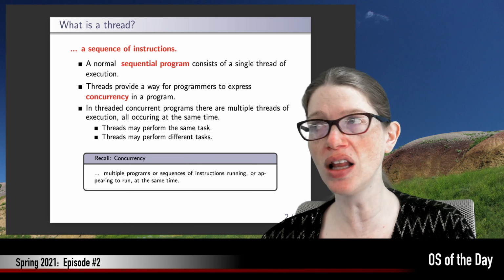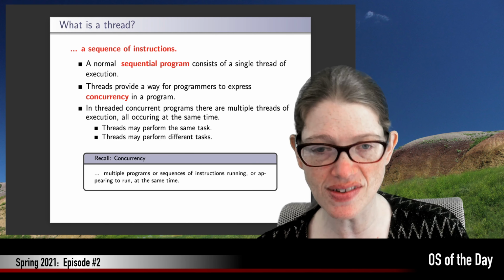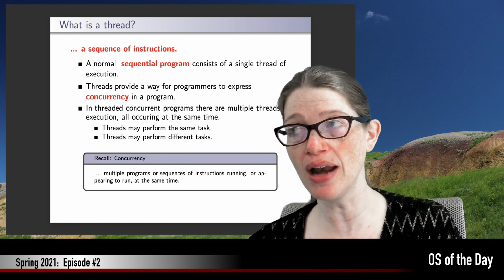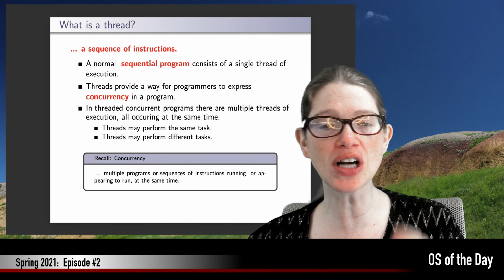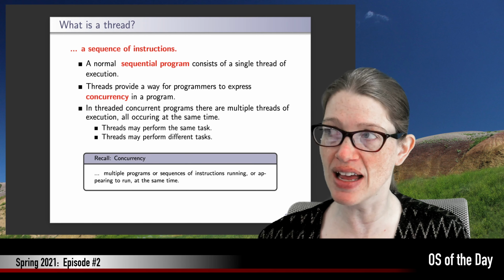So let's note, we're not going to talk about things in terms of jobs. We're going to talk about things in terms of threads. So what is a thread? First off, every program has at least one thread. If you do not have a thread, then you cannot run, because a thread is just a sequence of instructions.